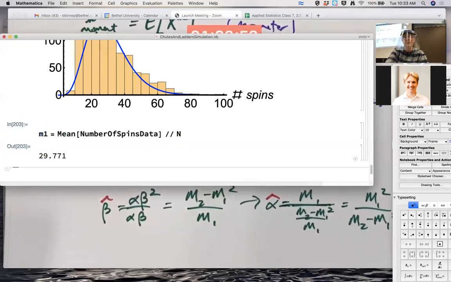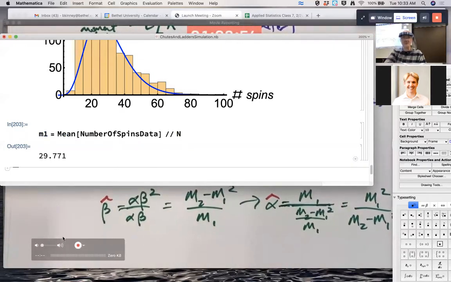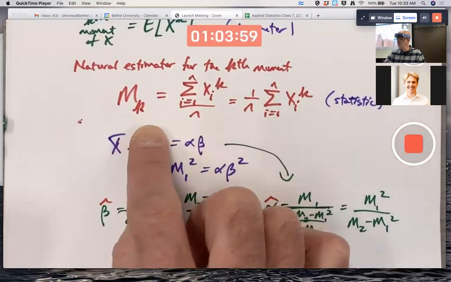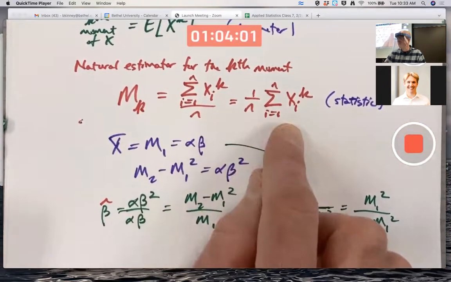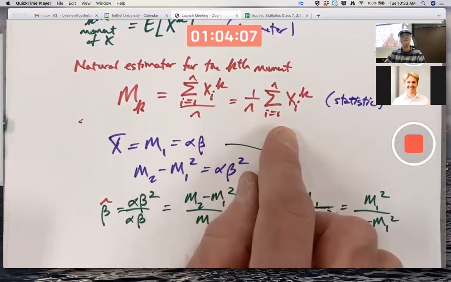What's little m2? That would be the observed value of this natural estimator, M2: add up the observed values of the data values squared and divide by n. Average the squared data values.